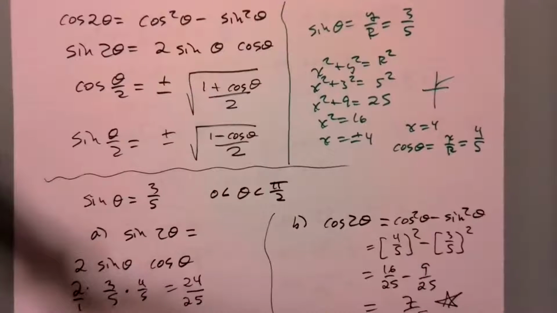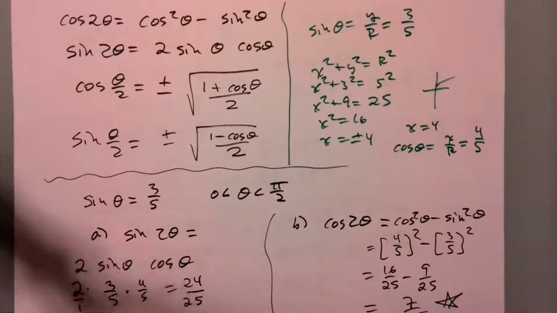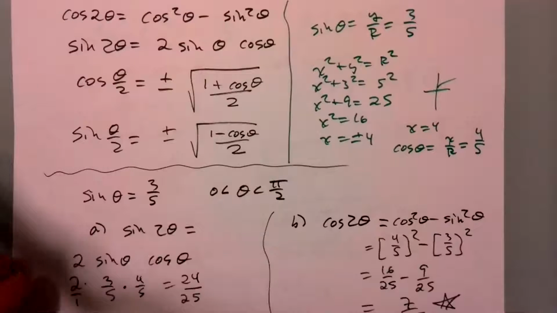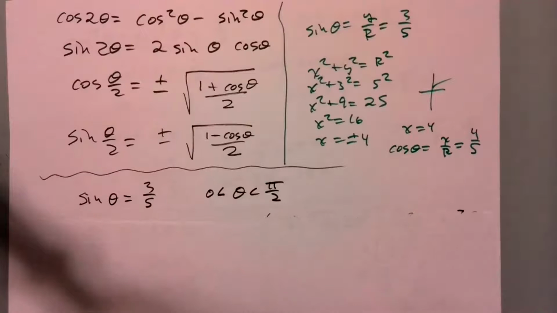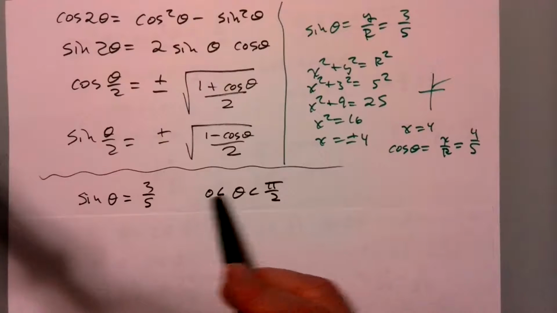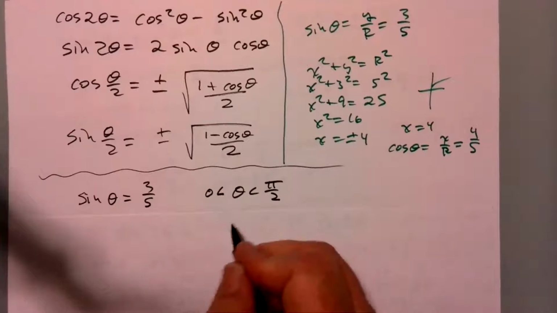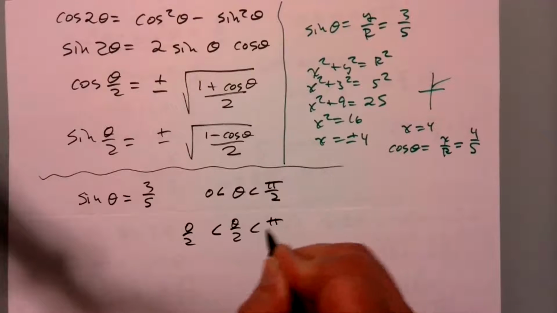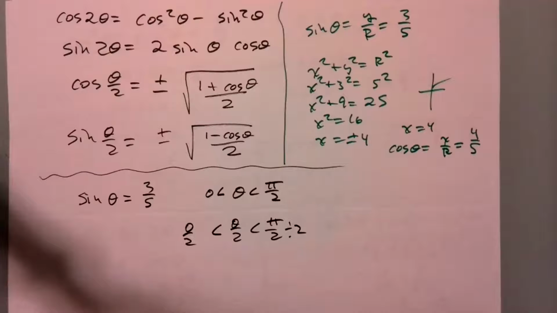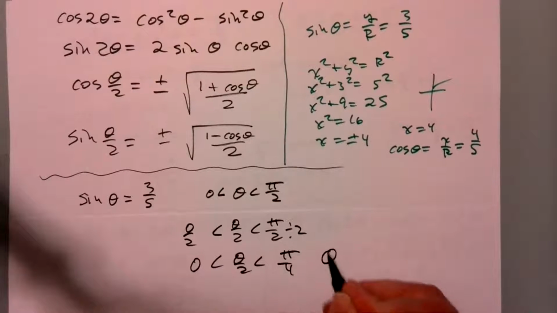Now I'll take a quick look at the half angle versions of this. So what I'm going to do next is a half angle problem. Same deal where we have sine theta is 3/5 and theta is in quadrant 1. Then where would theta over 2 be? If theta is between 0 and pi over 2, theta over 2 would be between 0 over 2 and pi over 2 divided by 2. So 0 is less than theta over 2 is less than pi over 4, which is still quadrant 1.